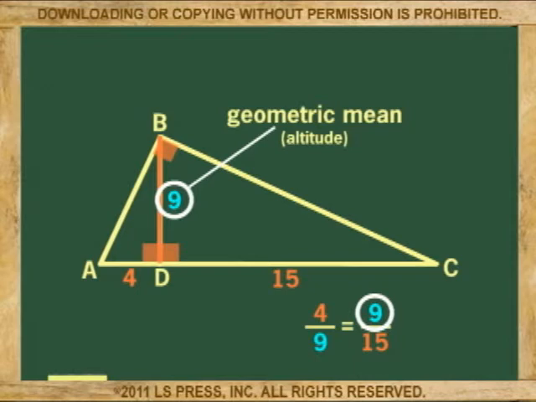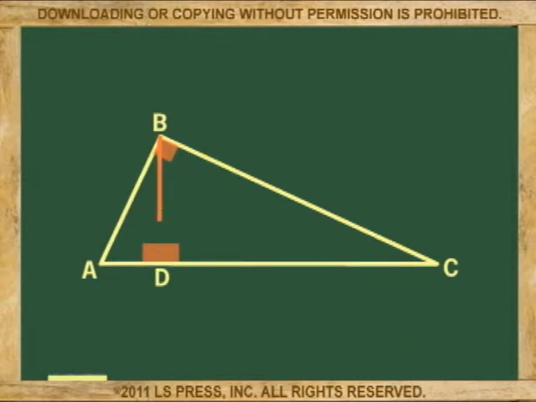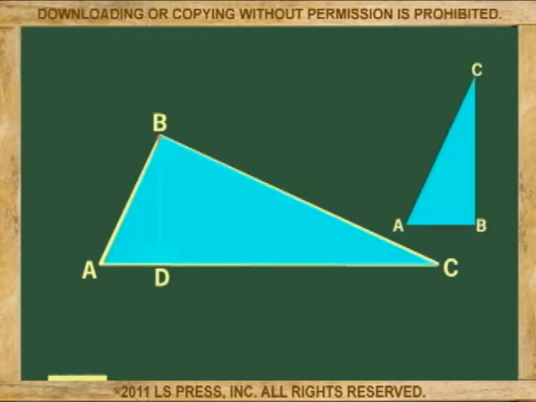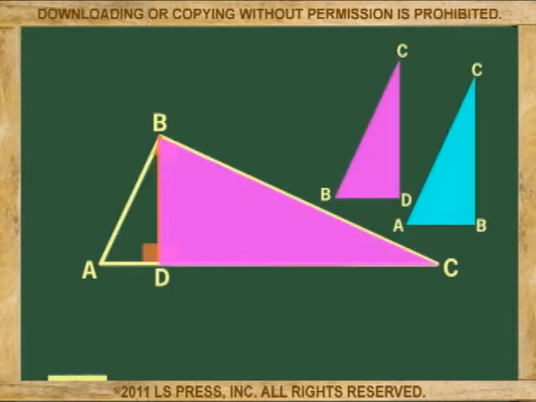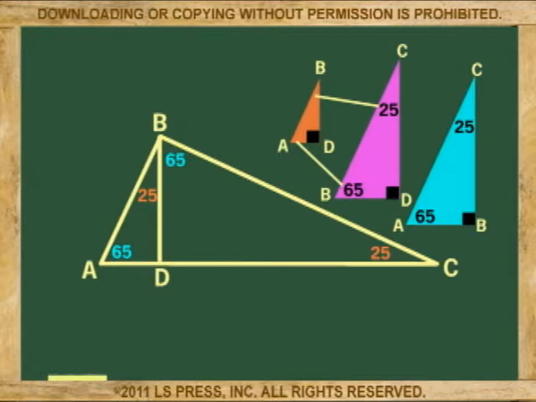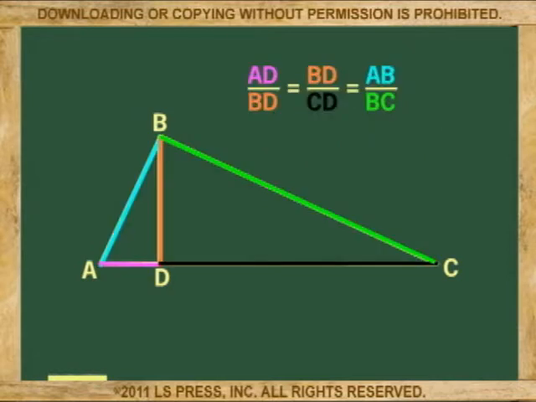What happened is that the altitude drawn on a right triangle to the hypotenuse divides the triangle into two smaller right triangles, and by doing so, the three triangles, the original large one, the one to the right, and the one to the left, are all similar. This means that all their corresponding angles are equal, and corresponding legs are proportional.